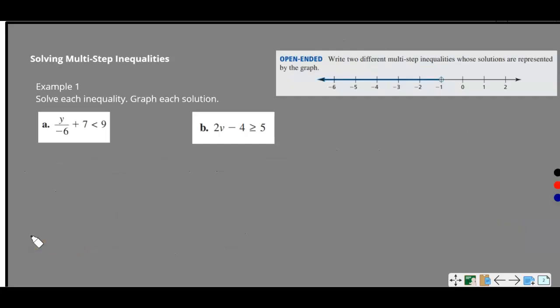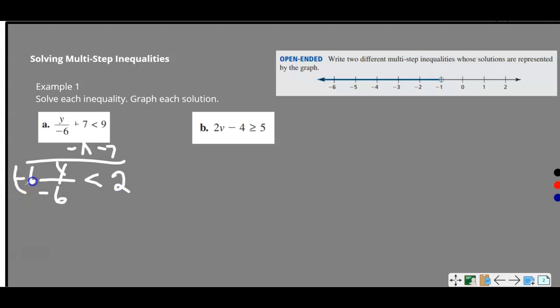Example 1 says solve each inequality and graph the solution. Let's look at A part. It says y divided by -6 plus 7 is less than 9. So we're going to do our inverse operations. The first thing we're going to do is subtract 7 from both sides. So we're going to have y divided by -6. Our 7's cancel, bring down the inequality. Since we're adding or subtracting, the inequality stays the same. 9 minus -7 is 2.